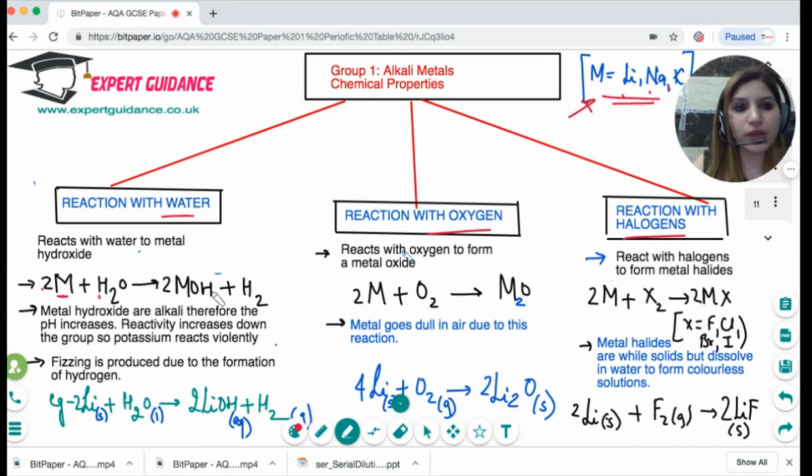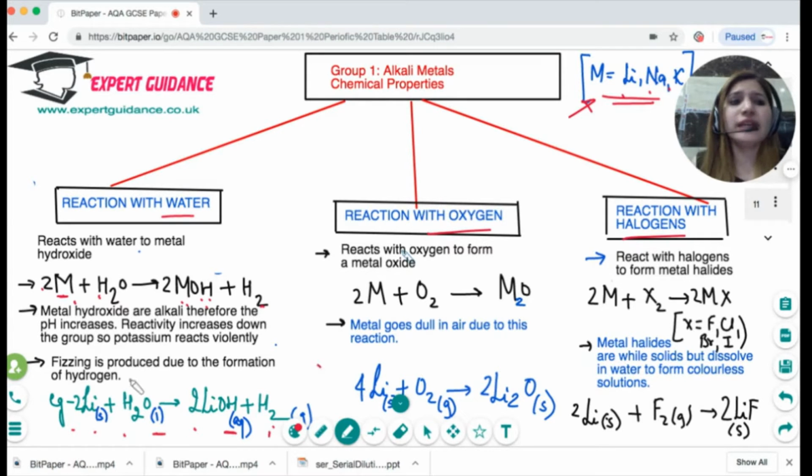So whenever any metal, that is M, a Group 1 metal, that is lithium, sodium and potassium, reacts with water, it forms metal hydroxide. MOH is the formula, plus hydrogen. So if I take M as lithium, lithium with water forms LiOH plus hydrogen. Remember, lithium is a solid, water is a liquid, lithium hydroxide is aqueous, and hydrogen is a gas.